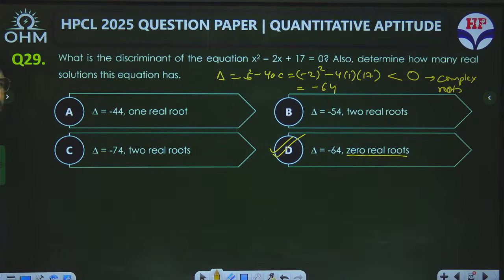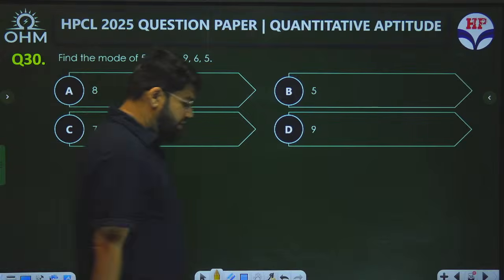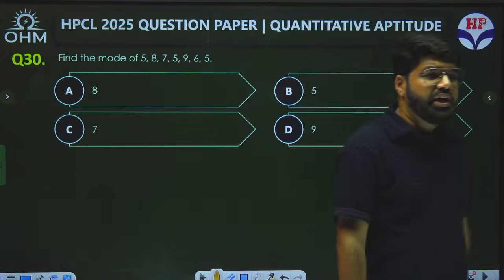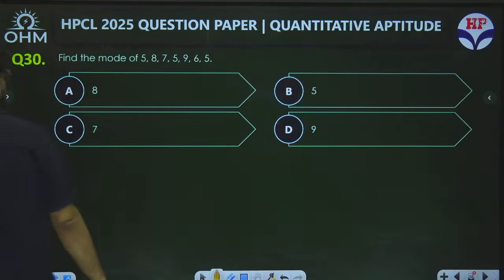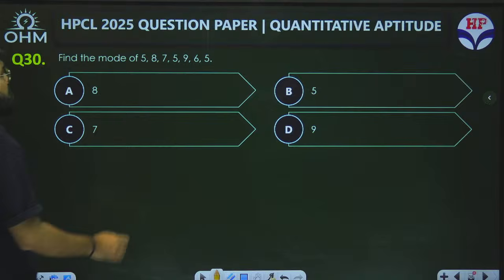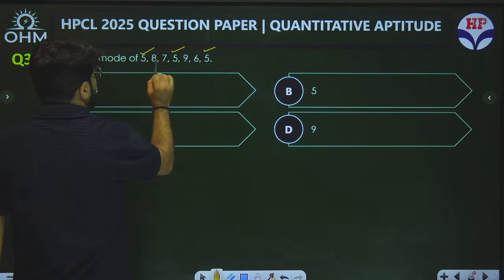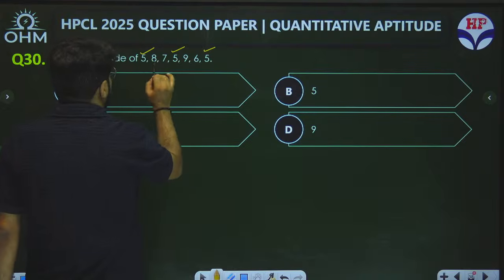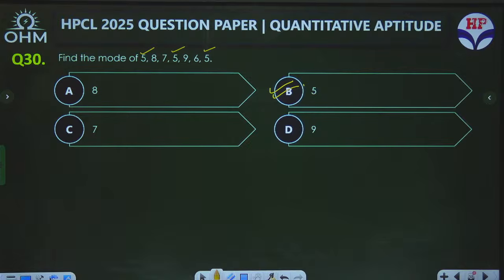This is a very simple question. What is the mode in a given set of data? Mode is the number which occurs with the highest frequency. You will see 5, 5, 5. Now 8, 7, 6, 9 appear once, but 5 appears with the highest frequency. So the mode is 5.